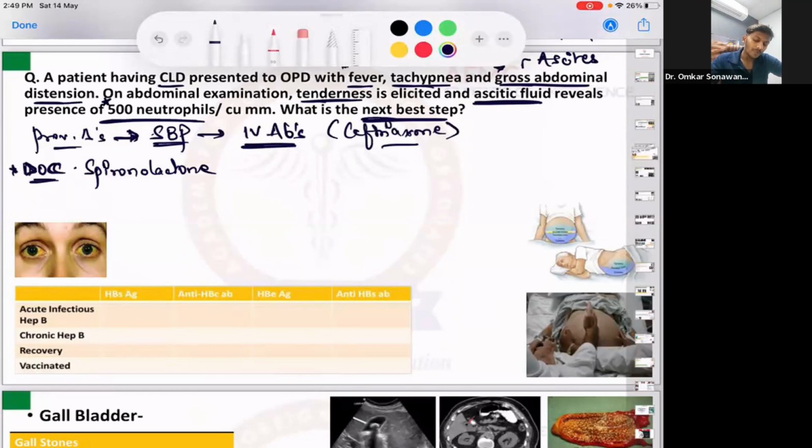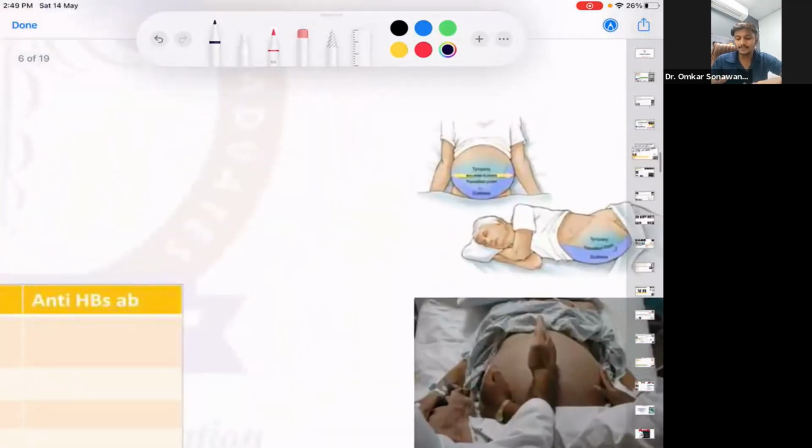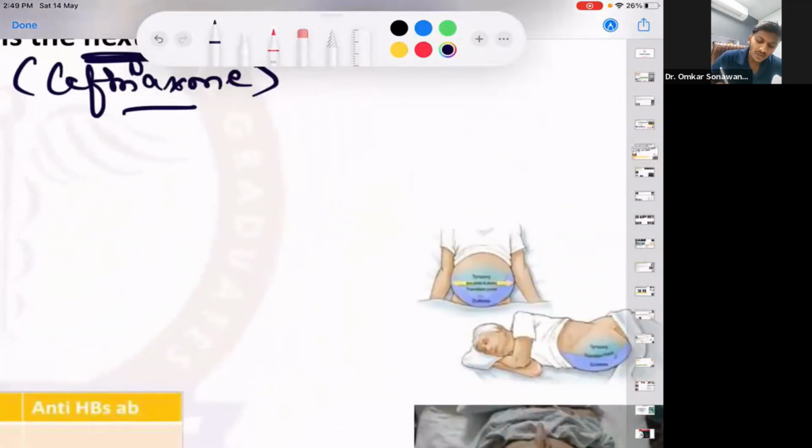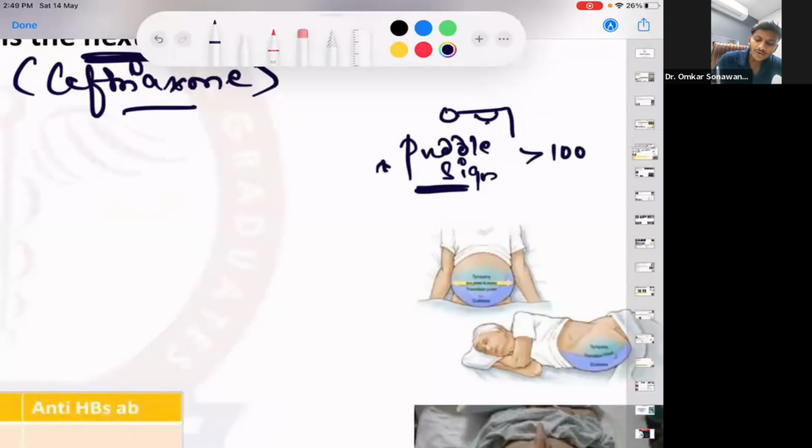Normally in ascites, the drug of choice is usually spironolactone. And if it is large volume ascites, then definitely various signs can be elicited. First sign: usually a patient would be in this position, and then you will palpate the abdomen. That is what is called the puddle sign. The puddle sign is positive when the ascitic fluid volume is more than 100 ml.